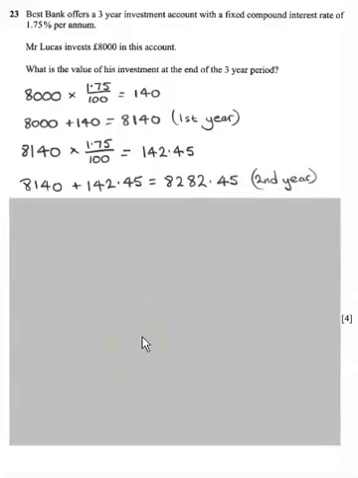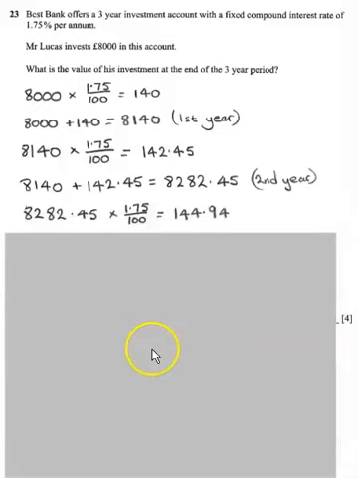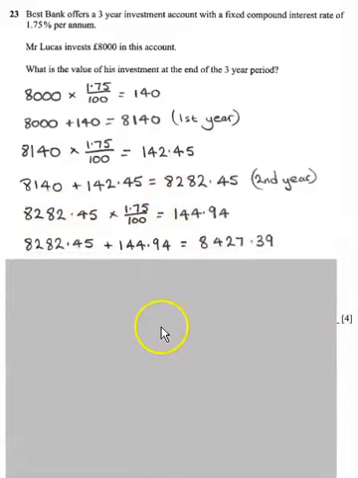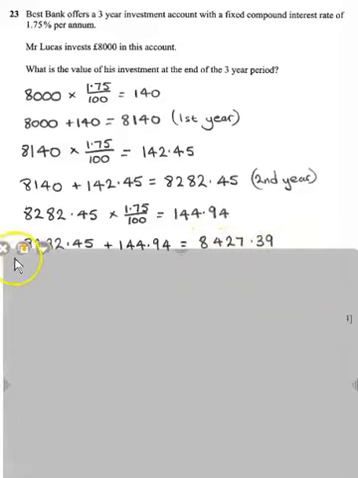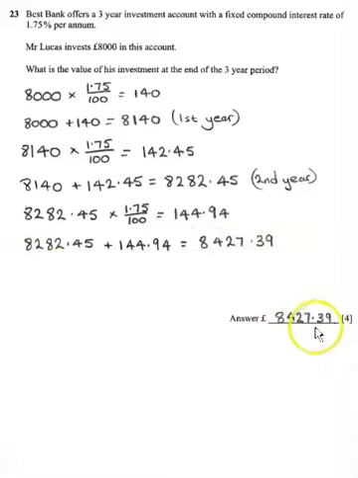And that is after the second year. And because the question says 3 years, we have to do exactly the same again. So we bring the new value down and we get 1.75% of that, and we add it on, and that should be what we've got after 3 years. So it'll be £8,427.39.